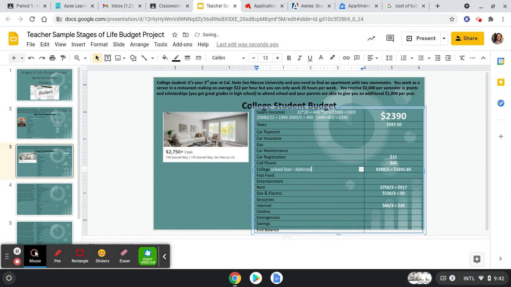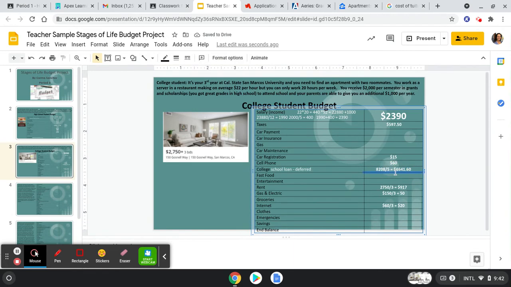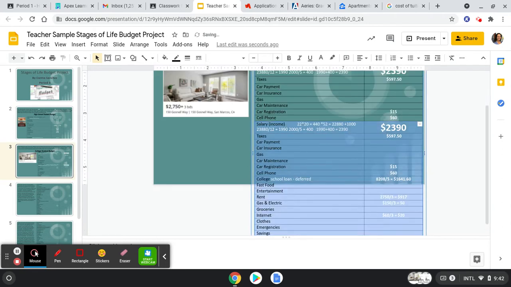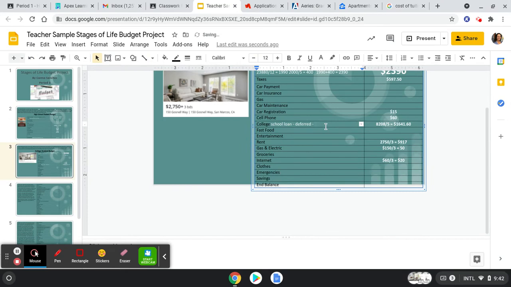deferred, meaning that you don't have to make payments on that until later. So if you want to put in this monthly figure and make your budget work, that's up to you. If you want to say that you're doing a school loan for that additional money, then you can go ahead and put in school loan right there for that. So the $82.08 is going to be money that you're borrowing.